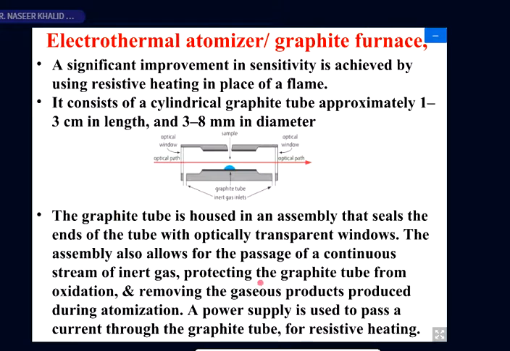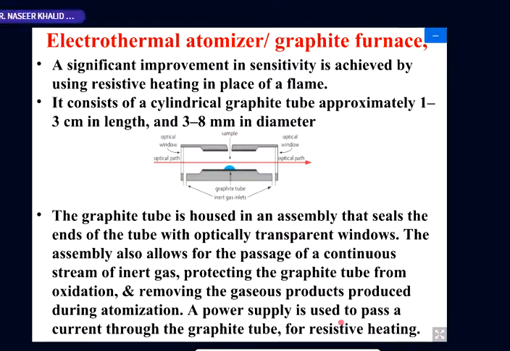Now, protecting from oxygen: this inert gas does not allow the oxidation of the graphite. When graphite is oxidized, it converts into carbon dioxide, which is gaseous, so the tube would be no more.